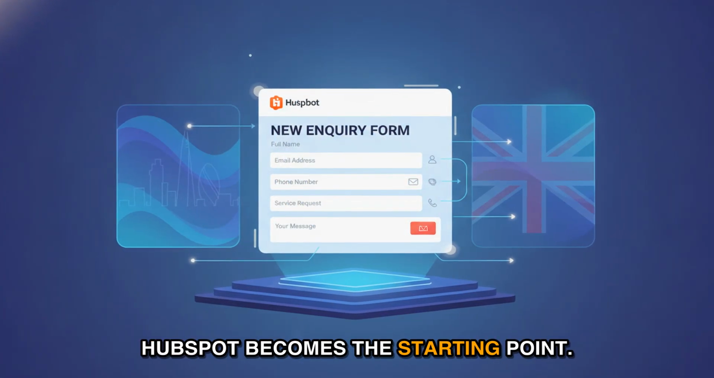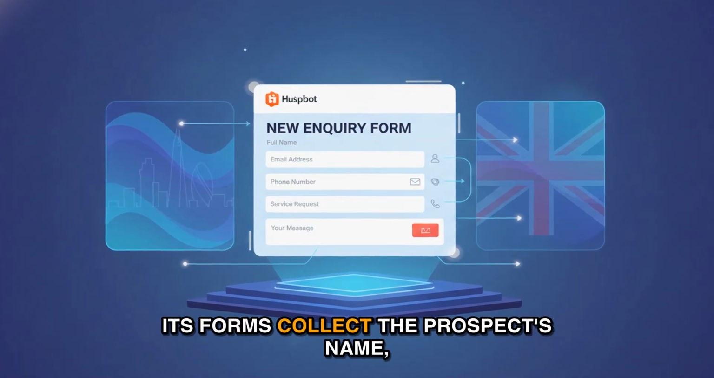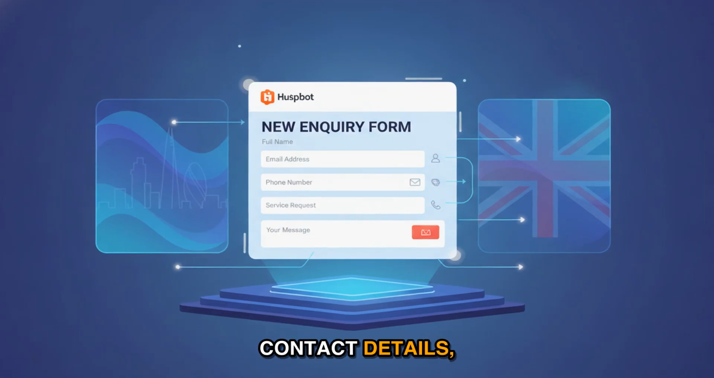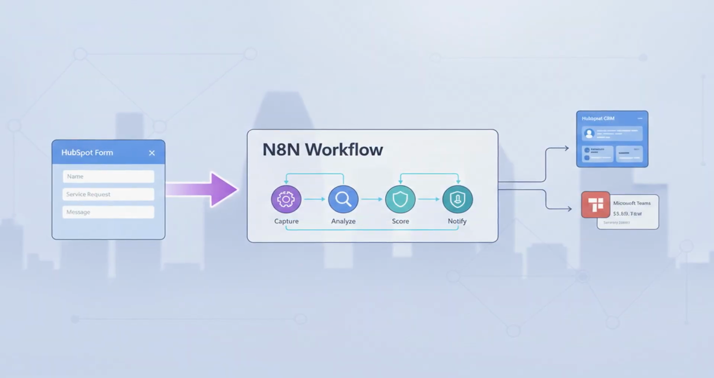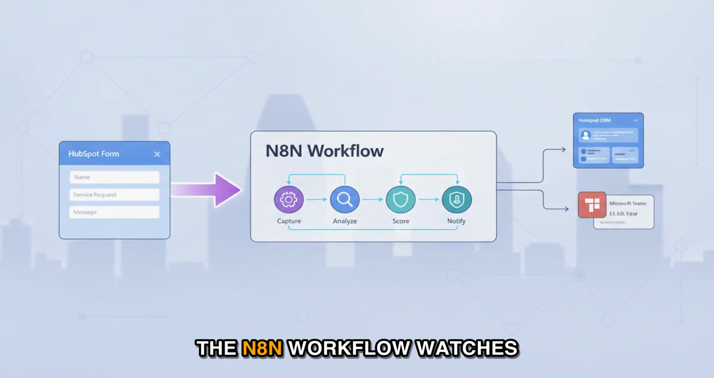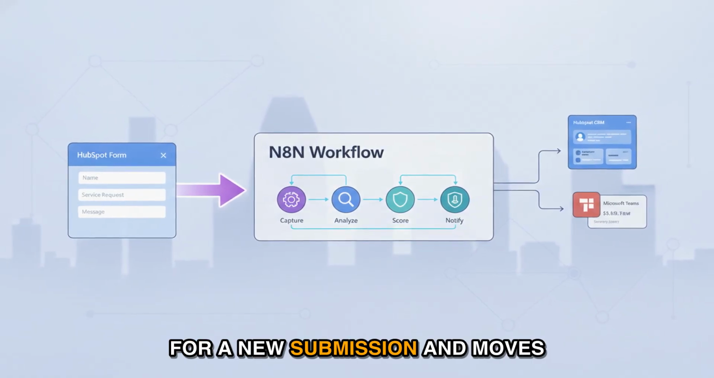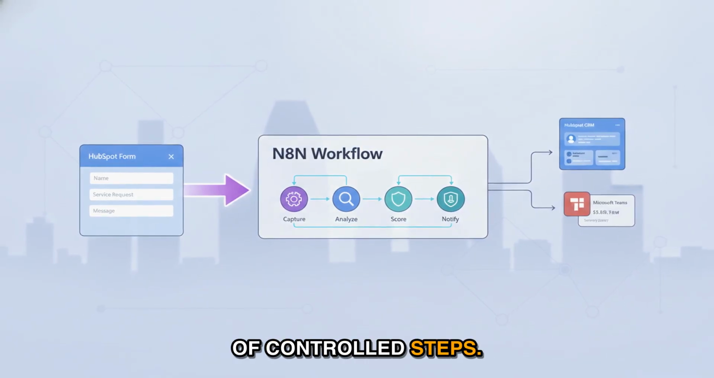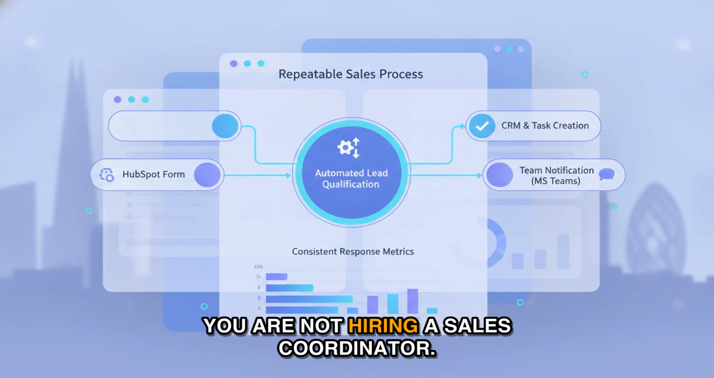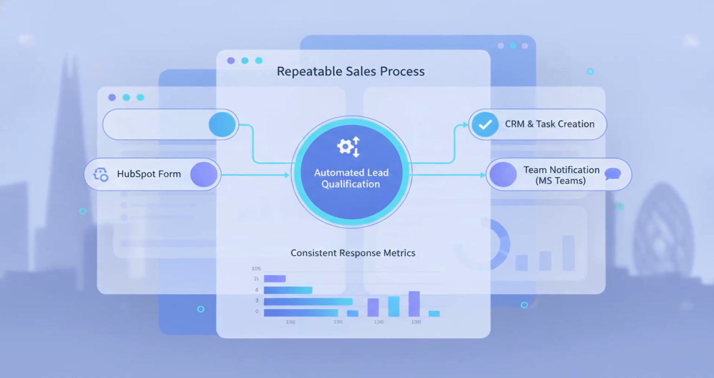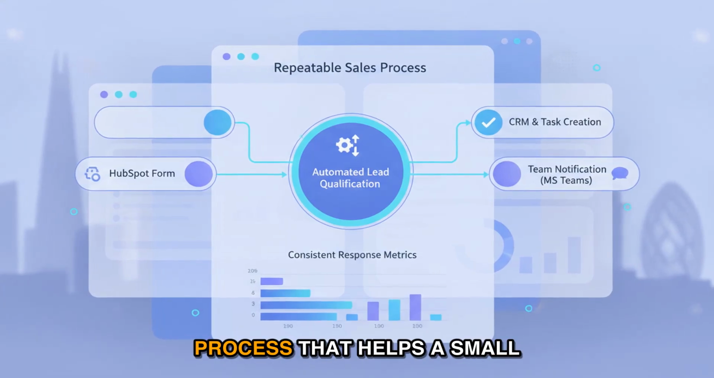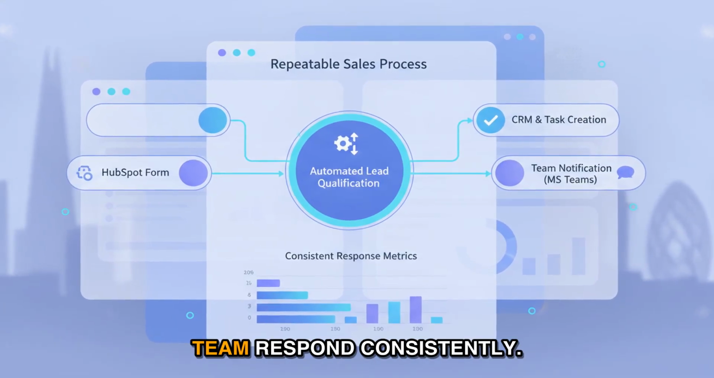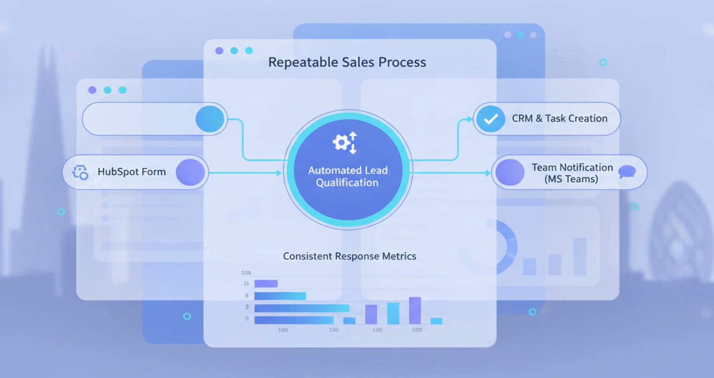HubSpot becomes the starting point. Its forms collect the prospect's name, contact details, service request, and message. The N8N workflow watches for a new submission and moves the data through a set of controlled steps. You are not hiring a sales coordinator. You are creating a repeatable process that helps a small team respond consistently.